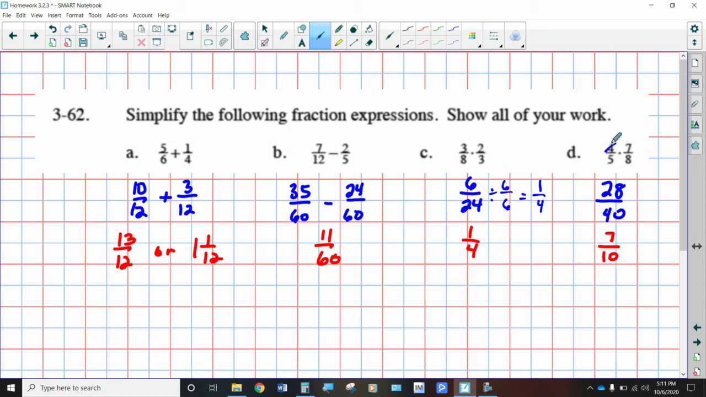Here, I guess we could change that to a 1 and change that to a 2, so you end up with 7 over 10. Or just multiply straight across, and you would get 28 over 40. And then at the end, divide the top and the bottom by 4 over 4.